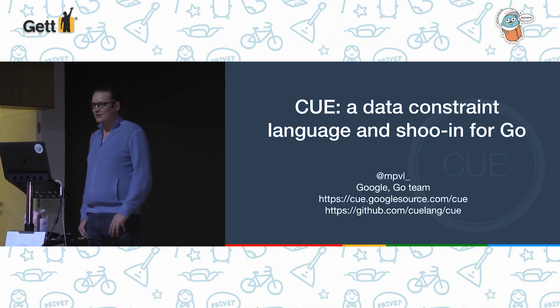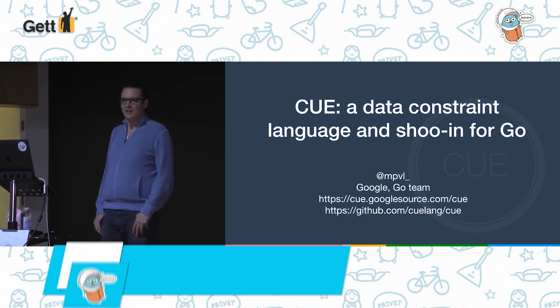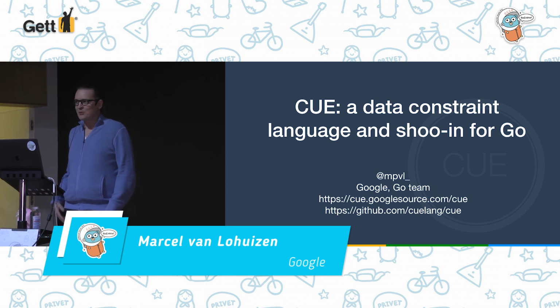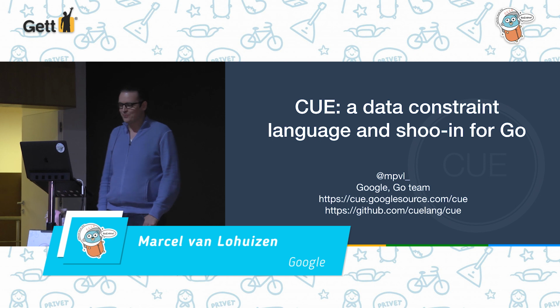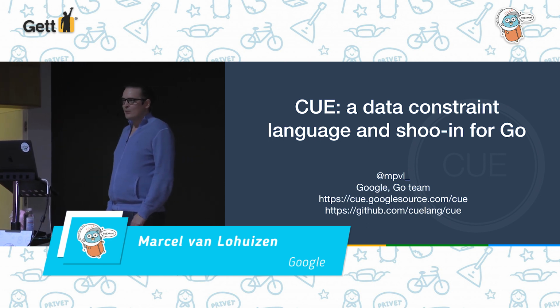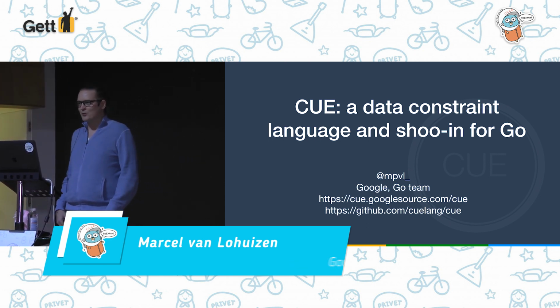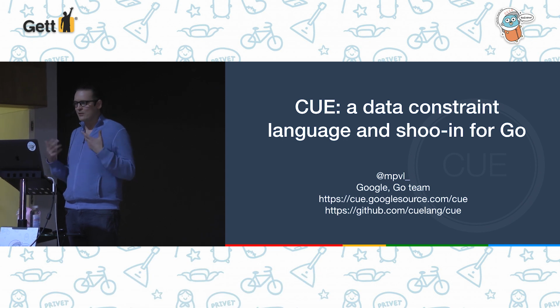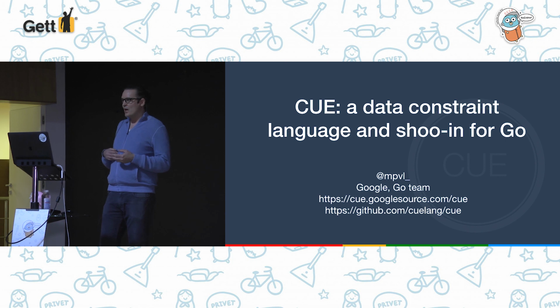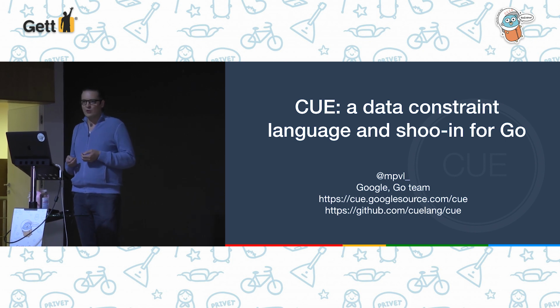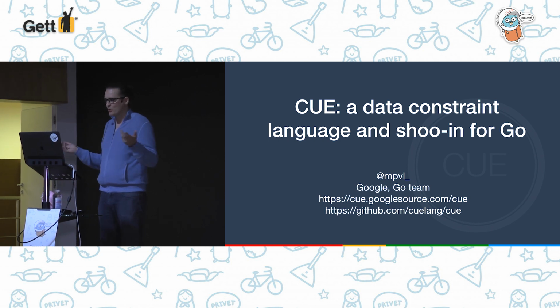So, as you just learned, I'm a member of the Go team, but today I'm actually talking about some earlier work I did at Google, or something related to it, at least, namely configuration languages. For those of you who don't know what that means, a configuration language is any kind of language that makes it easier to deal with very large amounts of data. So data like JSON specifications or protobufs or whatever.